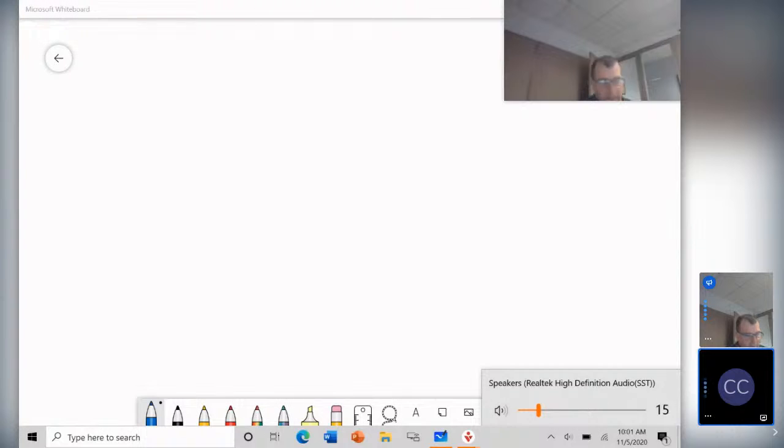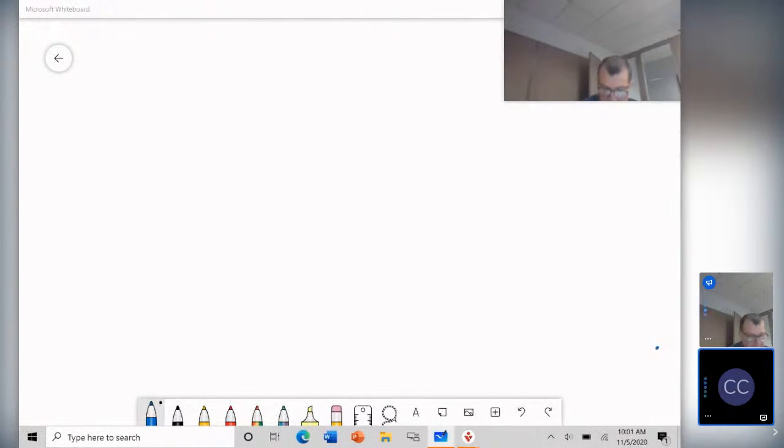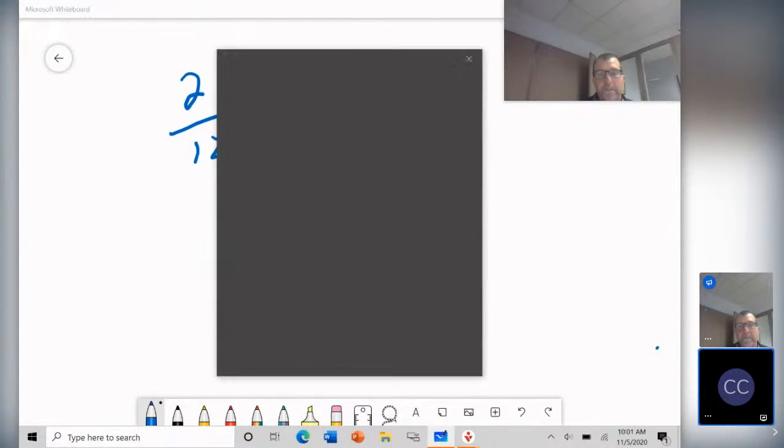What we're going to do today is kind of a continuation of what we did yesterday, what Casey did. So you were converting improper fractions into mixed numbers. So I'm just going to take a couple off the worksheet he posted. So the first one he did was 25 over 12.